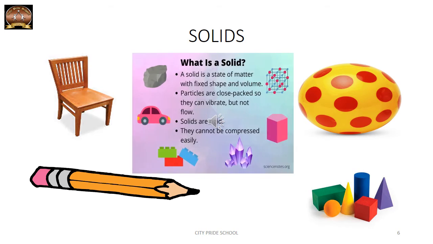So in this slide, you can see pictures of different objects like a chair, pencil, a football and different geometrical shapes. Now, if I ask you to change their shape, if you press them and try to change their shape, it's not possible. They're very rigid, right? So they have a very fixed shape. You cannot change their shape so easily.